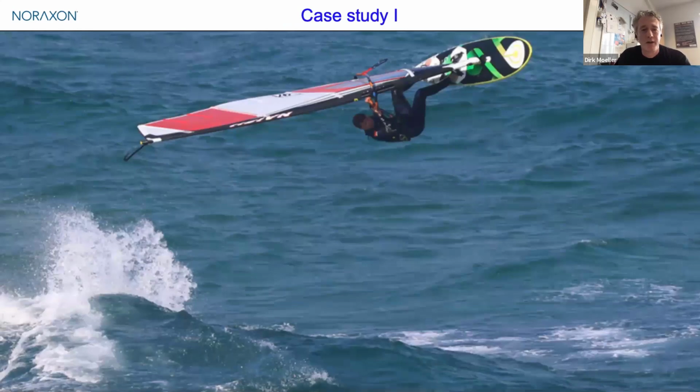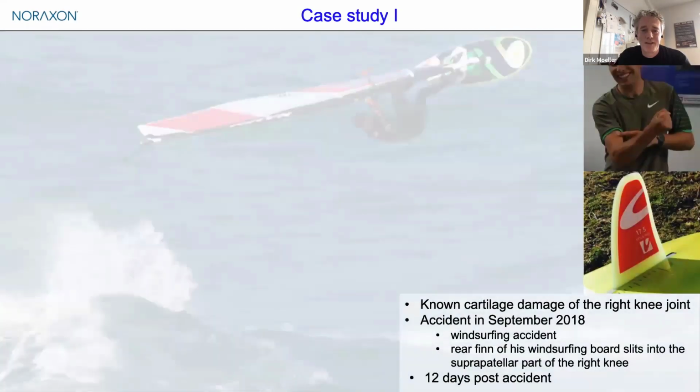This is my good friend from Cologne, Kevin. He likes to surf. Hi, Kevin. Here's a known cartilage damage on the right knee joint. He had a windsurfing accident in September 2018. He crashed in the waves, and the rear fin of his windsurfing board slit into the suprapatellar part of the right knee. He got 12 stitches, and the measurement was 12 days post-accident.